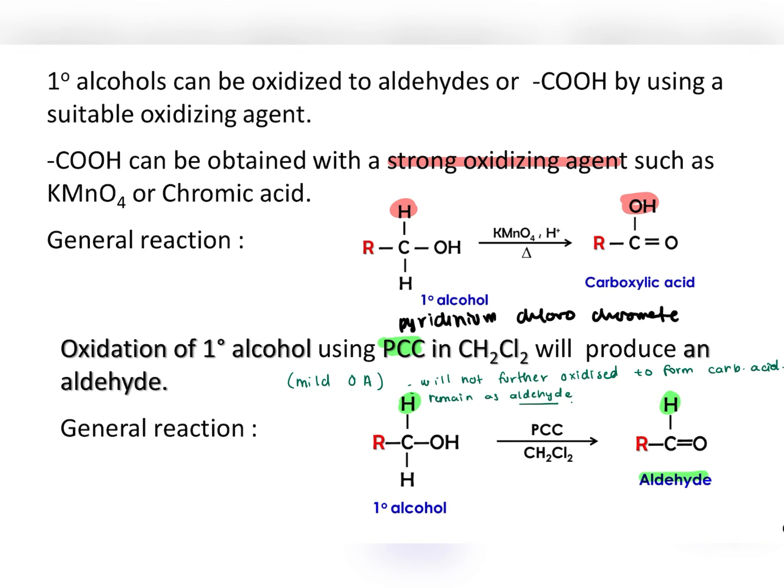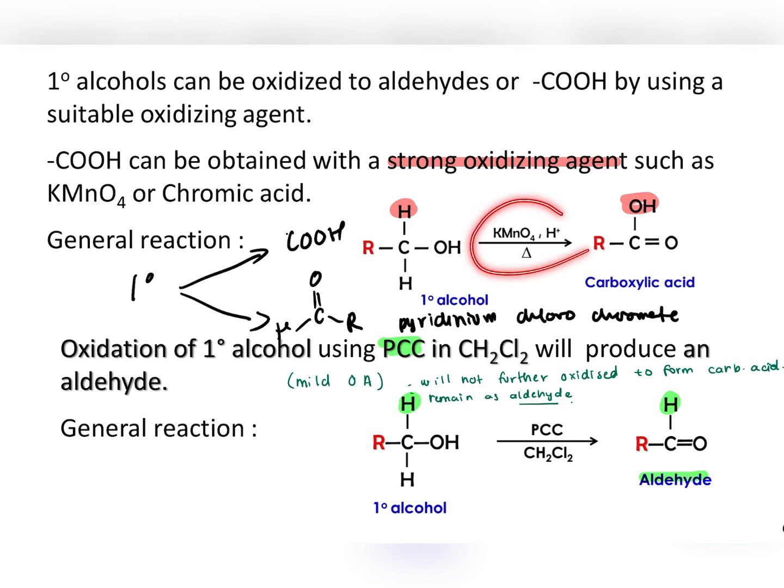So, untuk primary alcohol ada dua produk. Satu carboxylic acid, lagi satu adalah your aldehyde. Okay, so depends on the kamu punya oxidizing agent, okay, akan menghasilkan two different product.